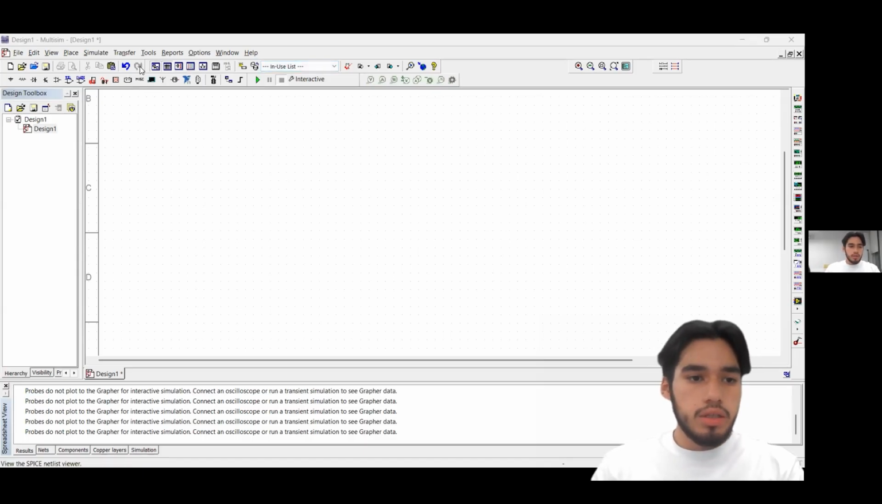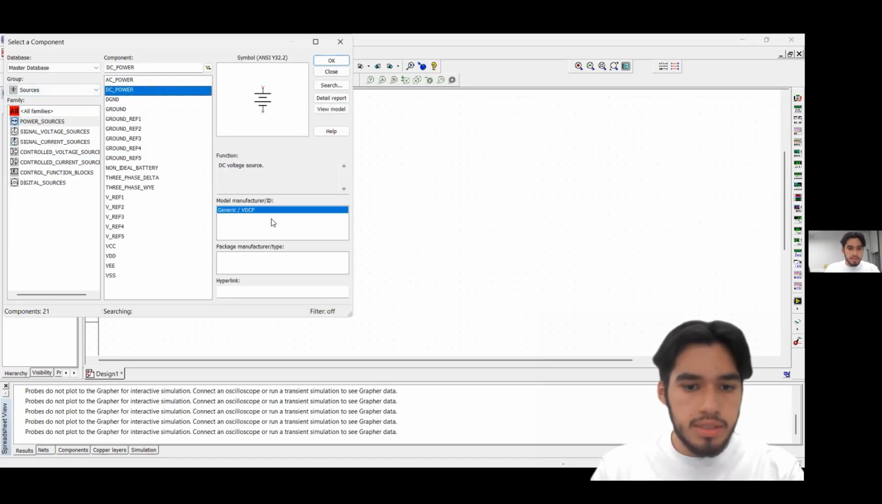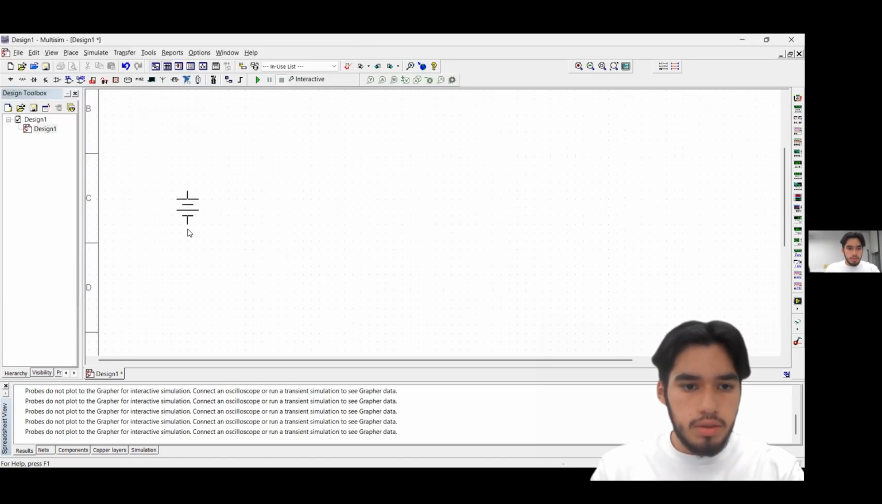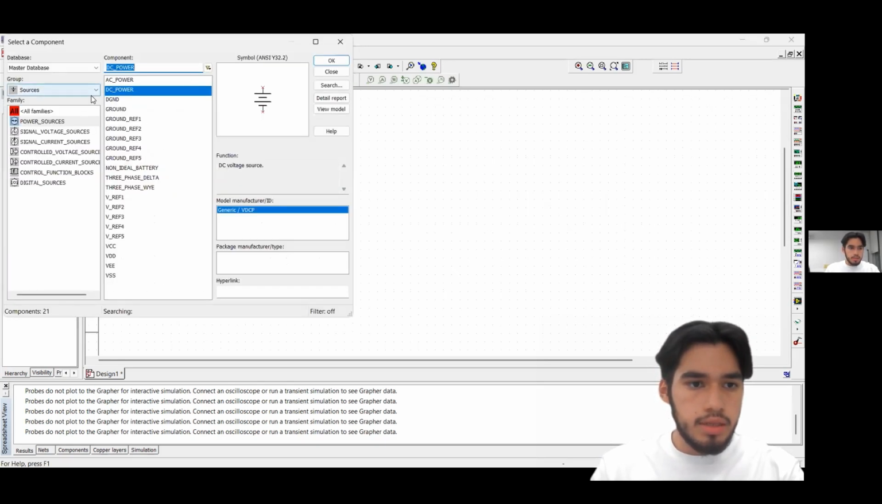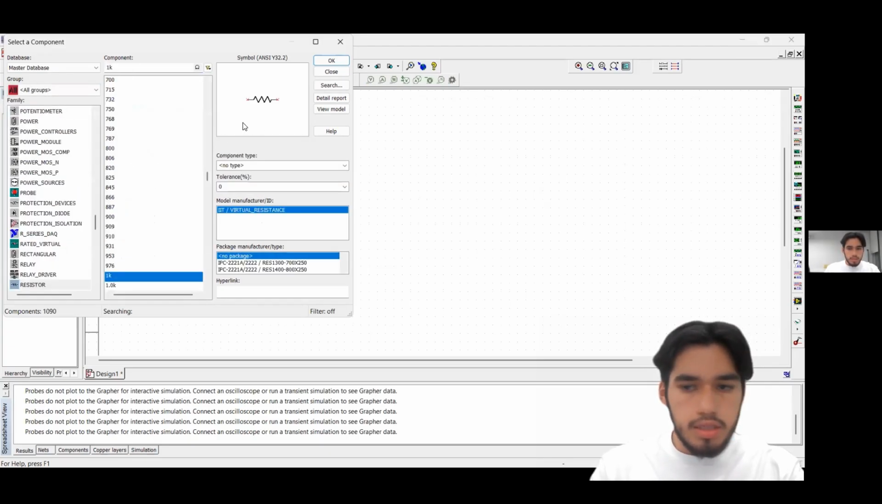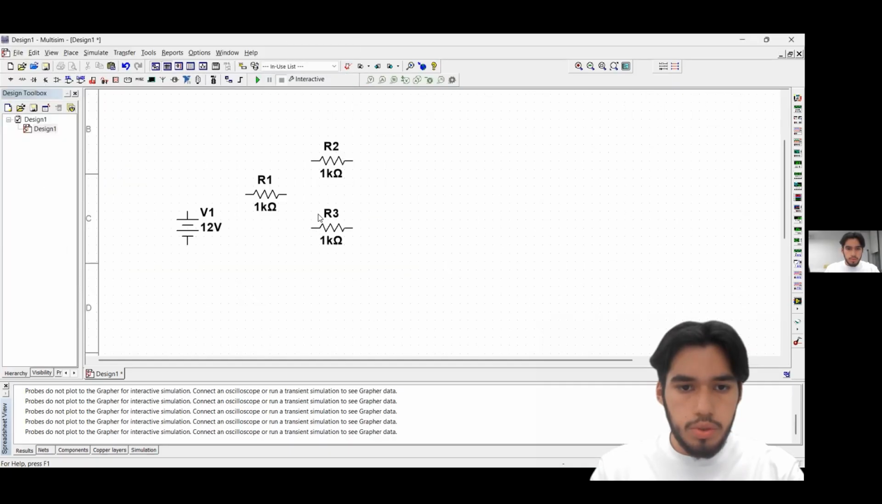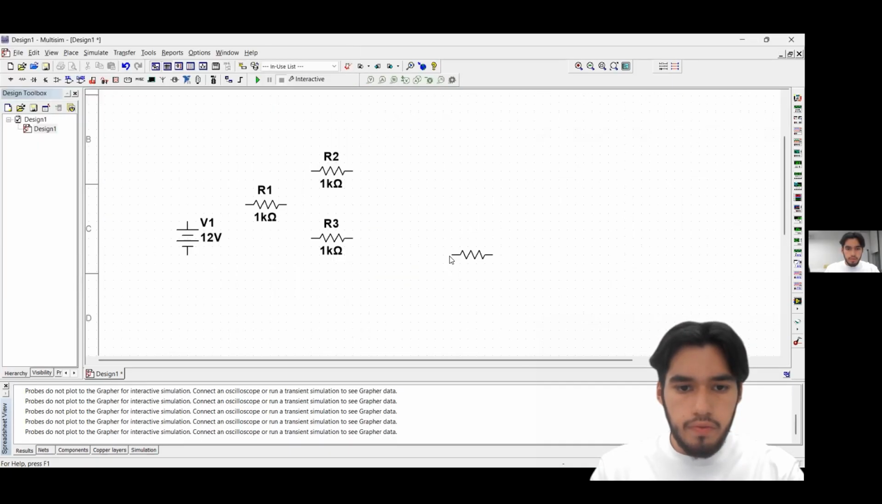Now for our second problem, so for our second circuit, first of all, we're gonna add our power source, the DC power. Next, we're gonna add our resistance. In this case, we have 4 resistances. This one will be 1. This one will be 2, 3, and the fourth one, it's like right here.